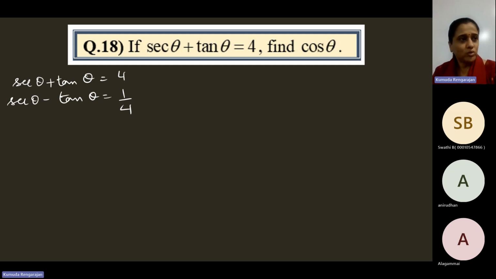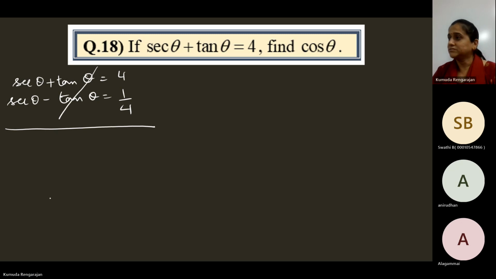So we have two equations. We were given one equation, and we generated the other. Now we are going to write them one below the other and solve for secant theta. We are adding the two equations. Plus tan theta minus tan theta is 0, so they cancel. Then secant theta plus secant theta, 2 secant theta, is equal to 4 plus 1/4.